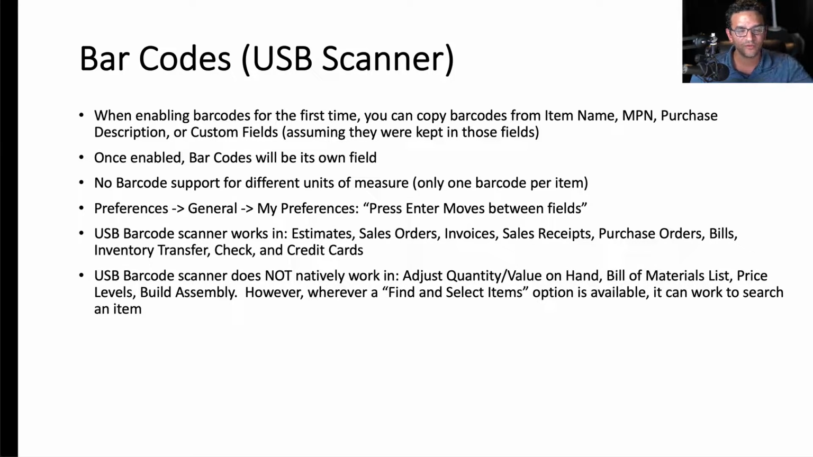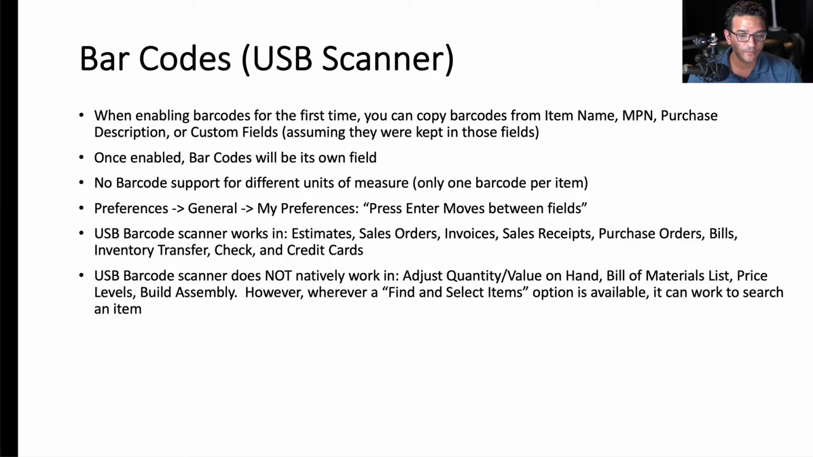The UPC. For whatever reason, somebody took their time and typed down the number from the UPC barcode. They typed it in QuickBooks in a custom field or in the name or the manufacturer's part number. So QuickBooks will give you the option to copy those over. So when you first turn on barcodes, it will give you that option. That's what that means. Once we turn on barcode functionality, it will have its own data field in QuickBooks.